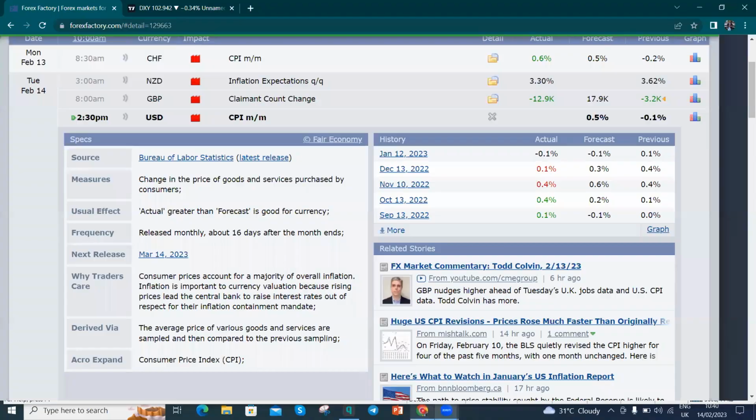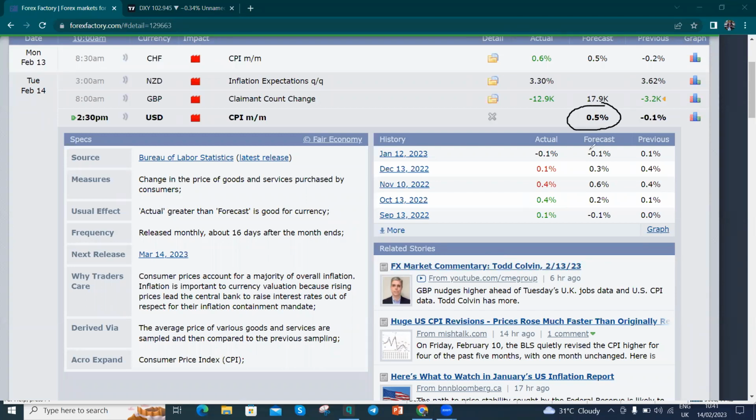So first, I'm going to start with the CPI data. We're expecting that data by 2:30 p.m. Nigerian time. And of course, this data is released every month. And last month, we had negative 0.1%. And this month, if you look closely, we're expecting a positive number to come out of the CPI, which is about 0.5%.